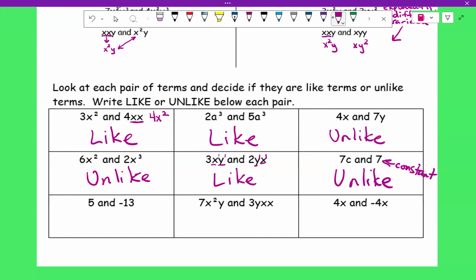How about 5 and negative 13? Do they have the same variable? Sort of. They both have no variable. So does that make them like terms? It does. You try the next one.